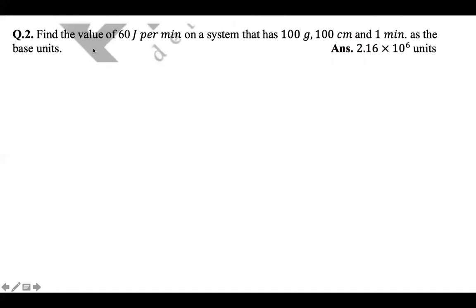For example, we have to find the value of 60 joules per minute. We have to convert 60 joules per minute to a system that has 100 gram, 100 centimeter and 1 minute as the base units. So this is your second unit, U2, and this joule per minute is U1. And 60 is the value of N1.